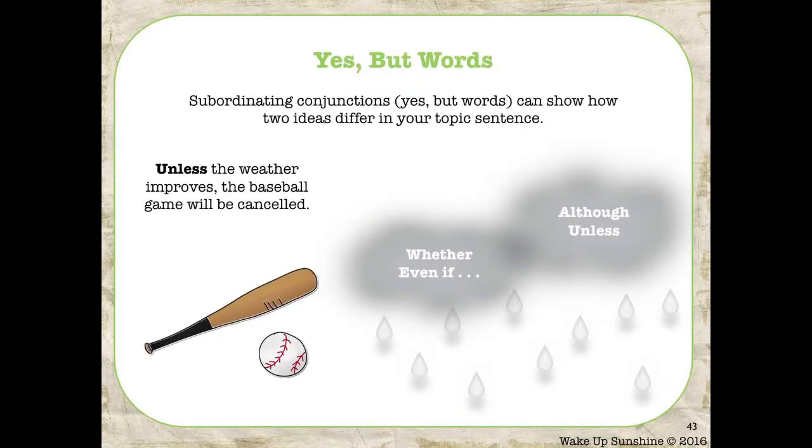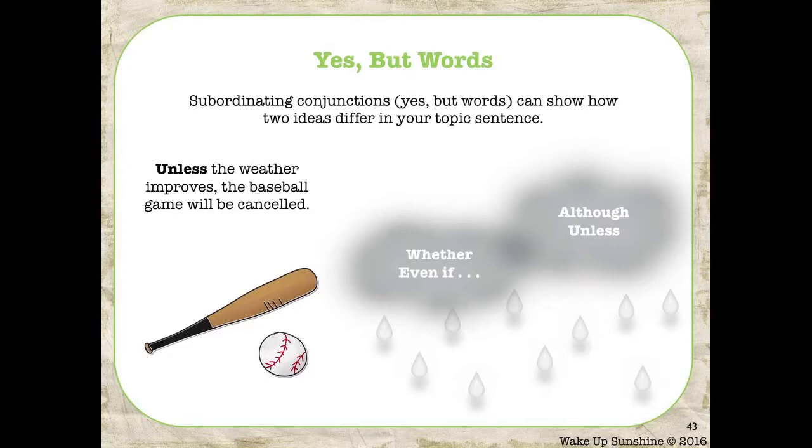Remember, those utilize subordinating conjunctions, which means that they need help. They can't stand on their own. So if you begin your topic sentence with one of these yes but words, it's going to be obvious to you that you need to complete some type of thought. So if I said something like, although the rain started an hour ago, you can tell that it's not a finished thought. It needs some more.